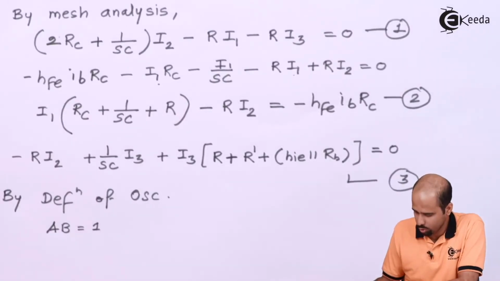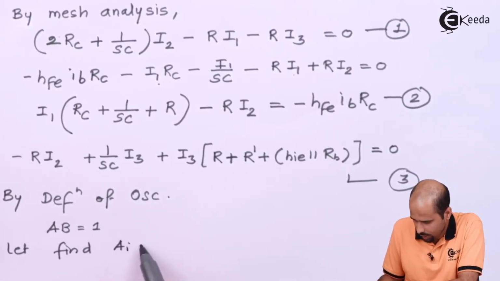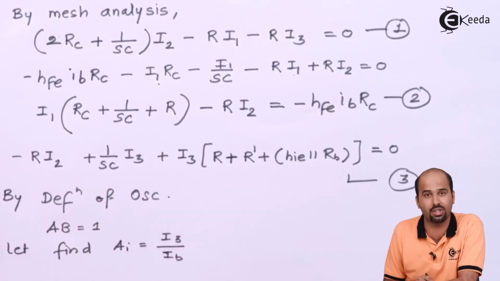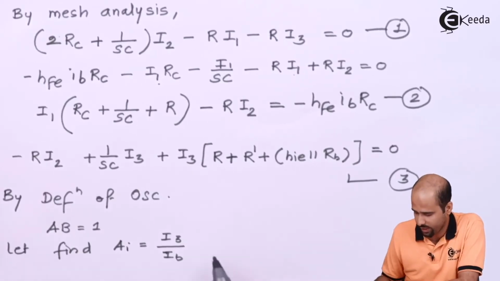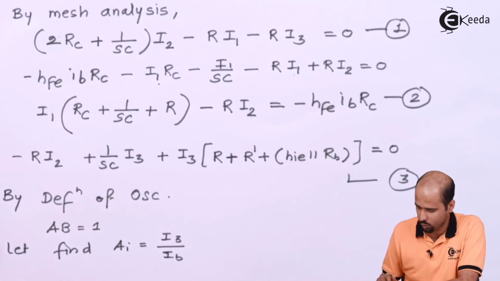So what I will do, I will find AI is equal to I3 divided by IB, and that is my intention. The BJT is a current controlled device, and I want to find out this particular gain as I3 divided by IB, that is nothing but output current divided by input current. So this gain I want to find out.